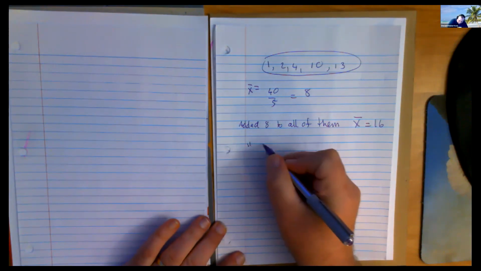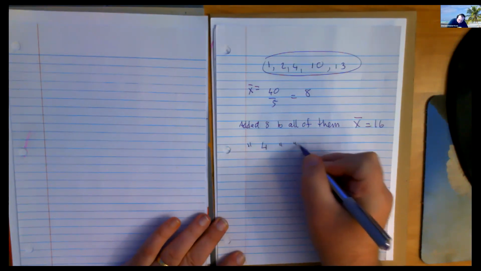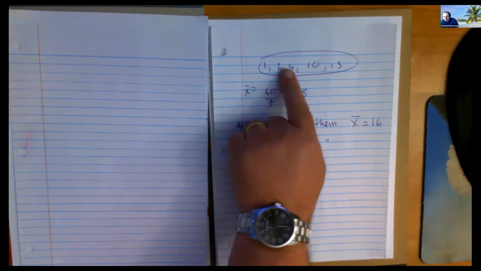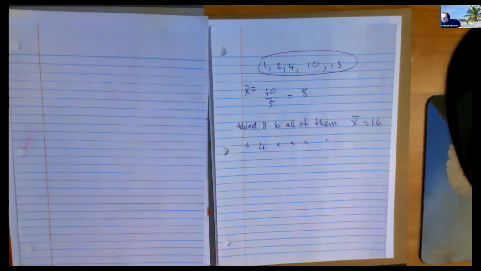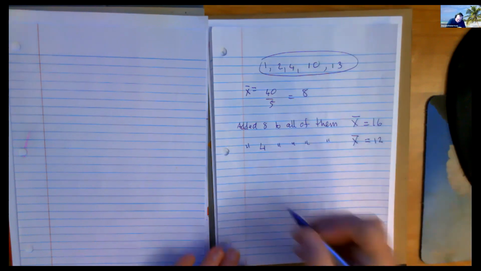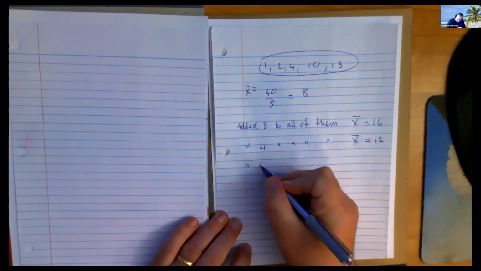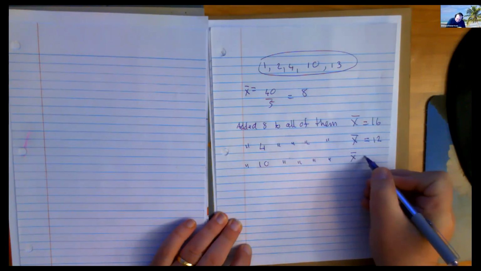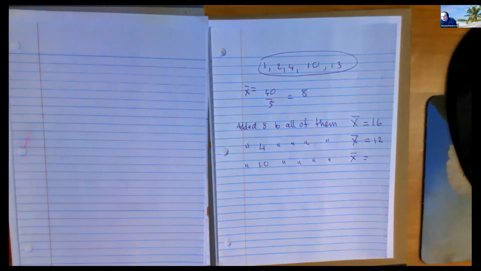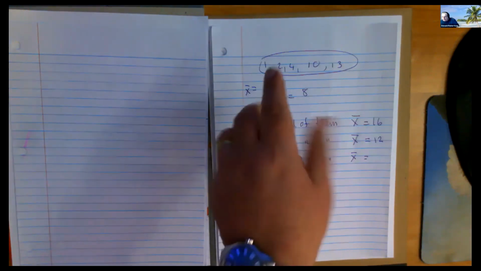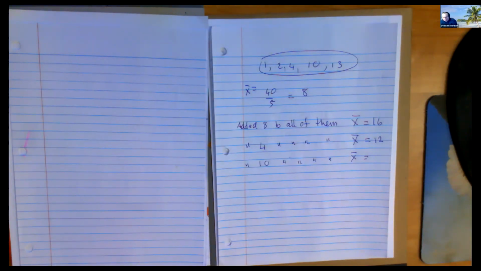So suppose I added 4 to all of them. Suppose I added 4 to every single one of these, and then I calculated what the new mean would be. And I'm going to tell you the answer is 12. Suppose that I added 10 to all of these numbers. Has anybody figured out how I can do that so quickly? Because I'm not doing it all in my head. I'm just doing a really quick shortcut.